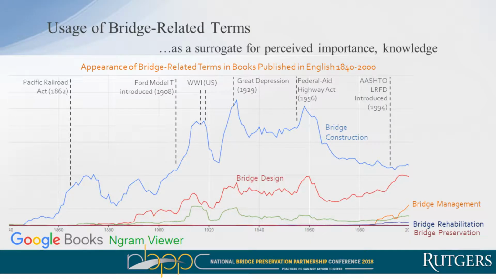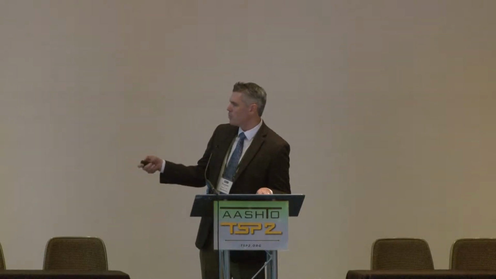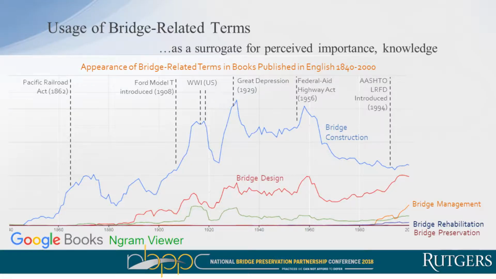I don't know if you all would be interested in this, but it fascinated me. I got hooked on this Ngram viewer from Google Books, and it seems very simple. Basically, it plots the percentage of words published in English books that correspond to certain terms. You can put any terms in there. So I put in bridge construction and bridge design here, and I'm plotting back from about 1840 to 2000, right? And you can see this is a surrogate for the perceived importance of these topics.